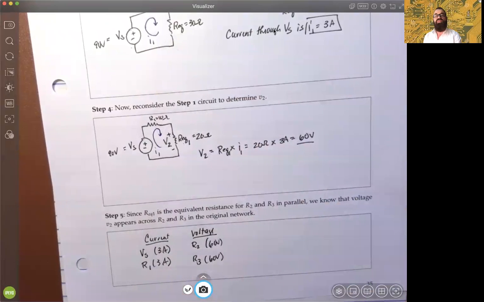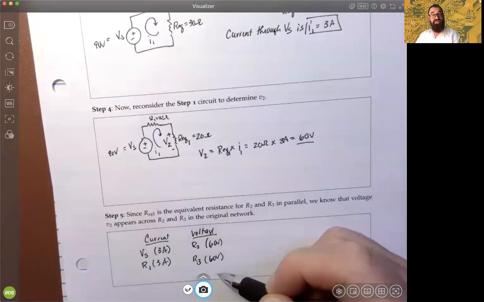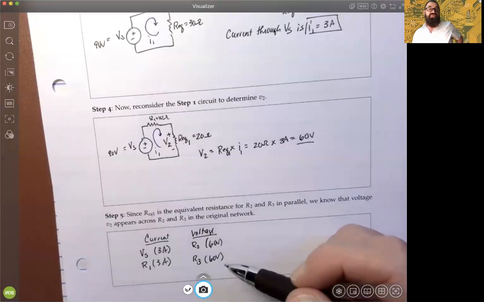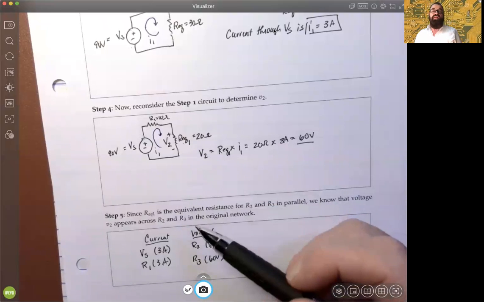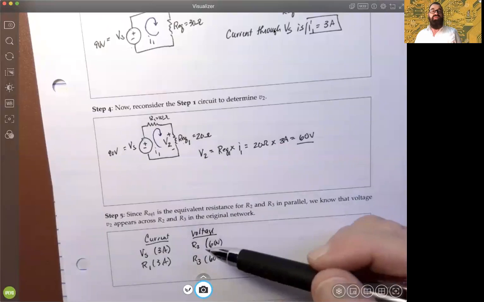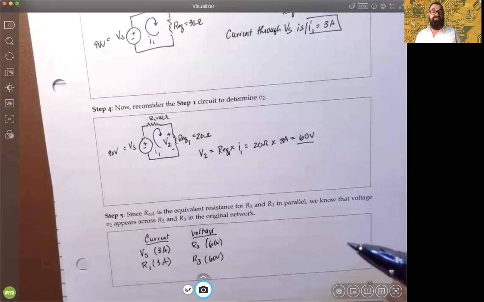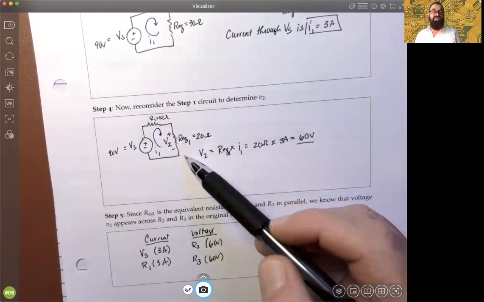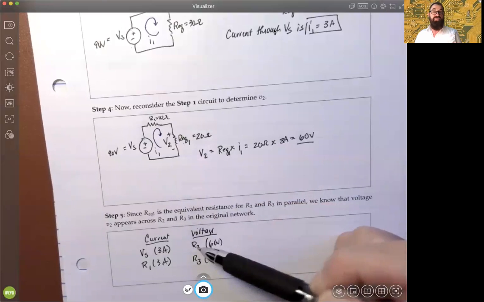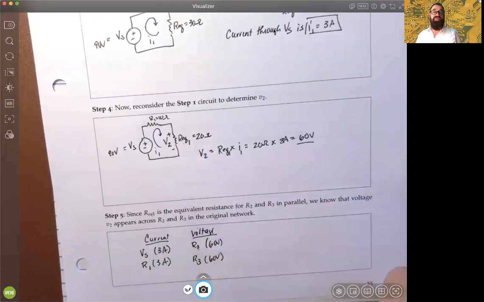Okay. Why? Because they're in parallel, so they would share the same magnitude. In this case, because the polarities line up, it'll be the same sign as well. So the voltage is preserved, okay? Whatever voltage is across this equivalent is across both of those, because that equivalent corresponds to the parallel combination of R2 and R3, okay?